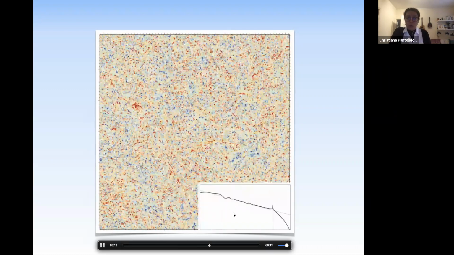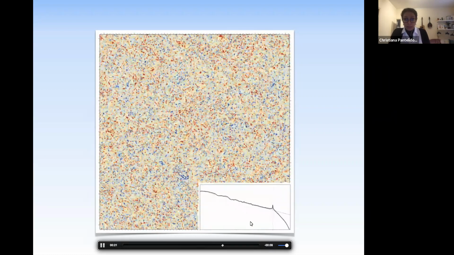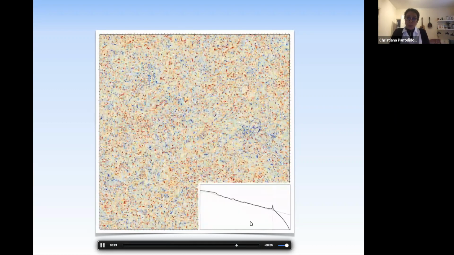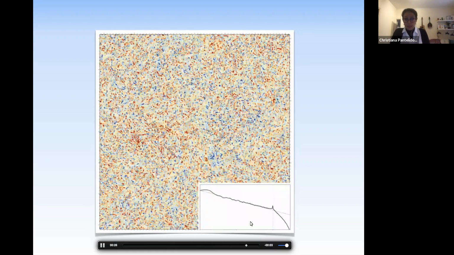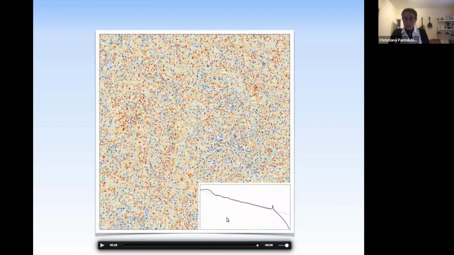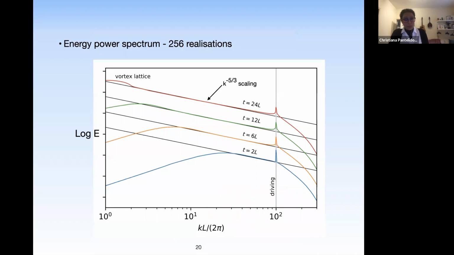Okay. Of course, as I tried to convey at the very beginning of the talk, turbulence is all about statistics. And what I'm showing you here is just simply one realization. So you may want to ask, okay, how does the power spectrum look when we do the appropriate statistical averaging? And this is precisely what I'm showing here. This is the power spectrum as a function of k on a logarithmic plot when appropriately averaged over 256 realizations.